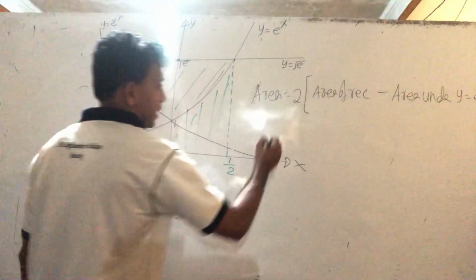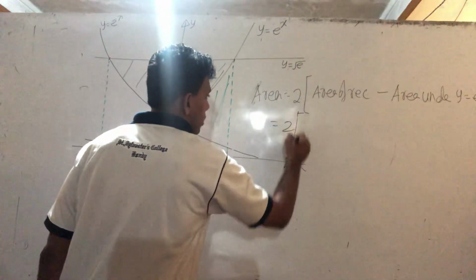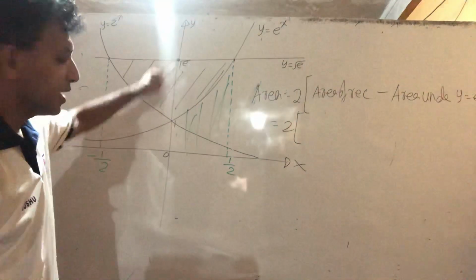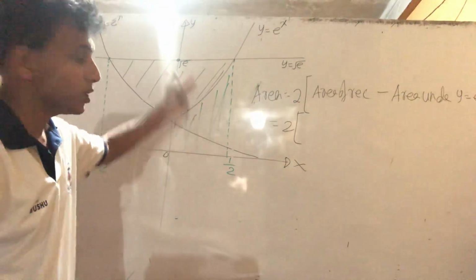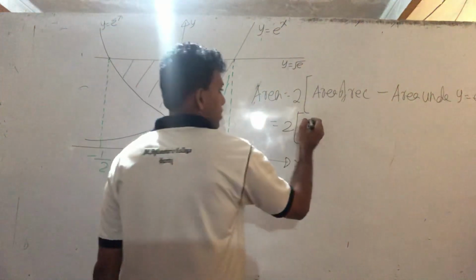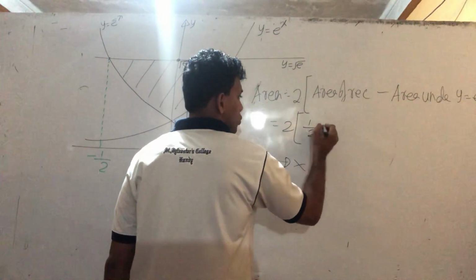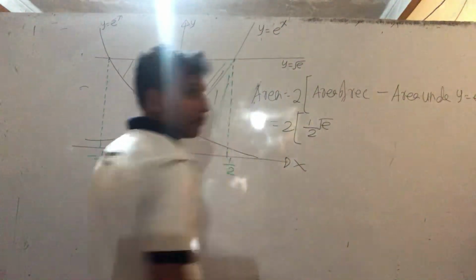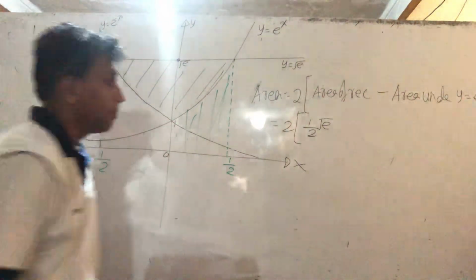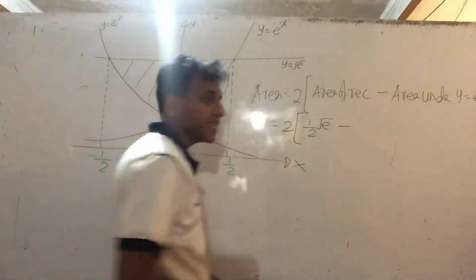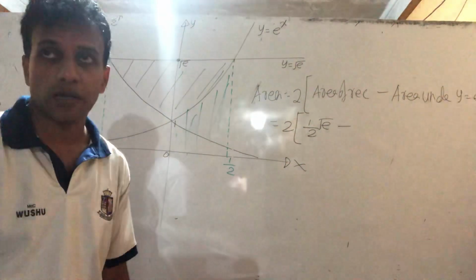Okay, so what is that? 2 into, what is the rectangle area? Length into breadth. Half into root e. Half into root e, okay. Half into root e. Minus, what is the integration application?